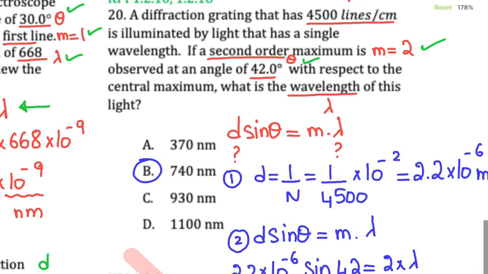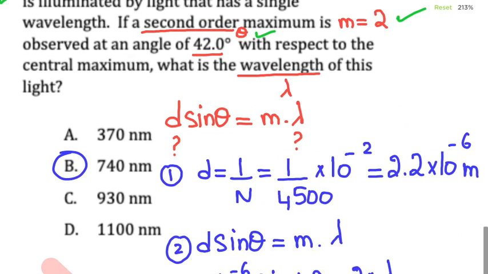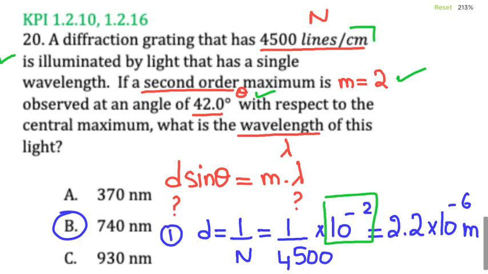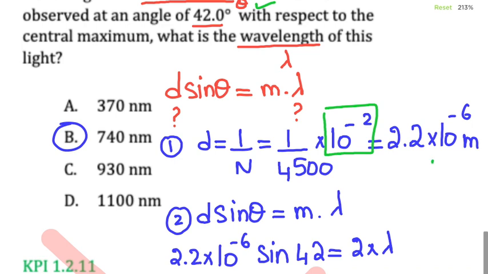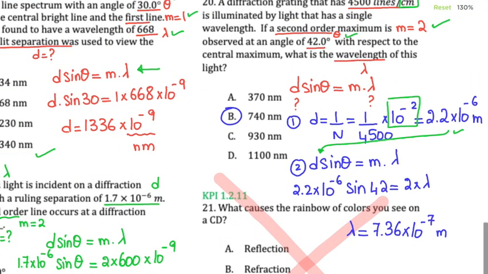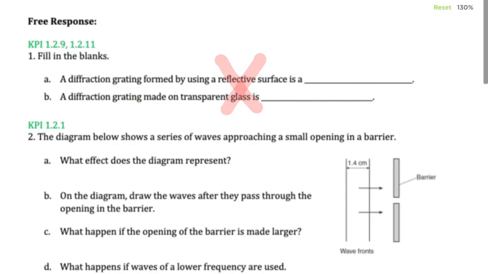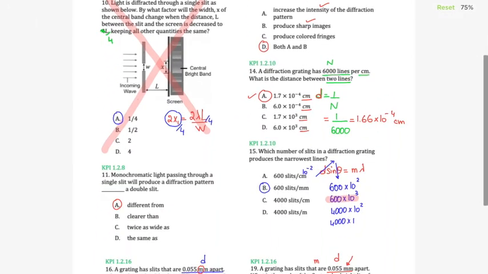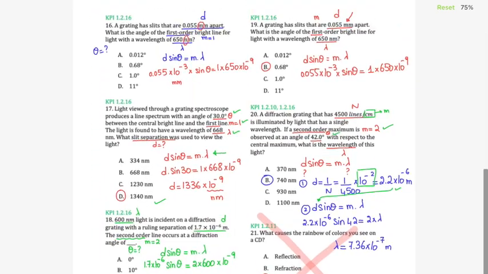So given n, I'll find d first, 1 over n. And not to forget that I need to convert from centimeters to meters. Okay, so once I have d, I'll just put it in its place. So d sine of 42 equals the second order multiplied by lambda. So I'll end up having 740 nanometers. And that's it. Yeah, thank you.